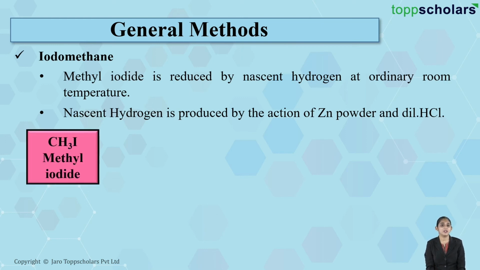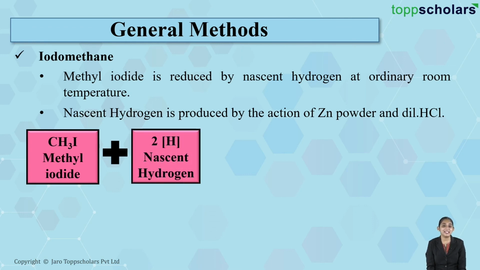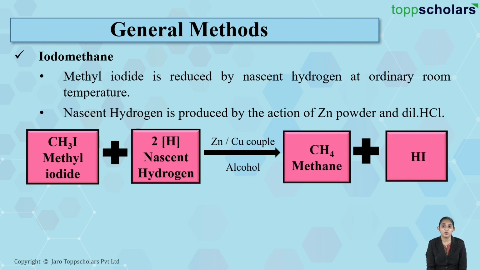So, what happens over here is, we have methyl iodide. When we react this methyl iodide with nascent hydrogen, nascent hydrogen reduces methyl iodide into methane along with hydrogen iodide, right?